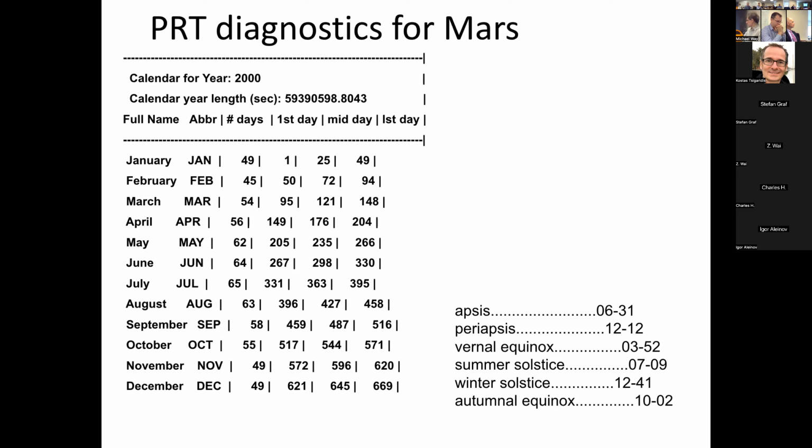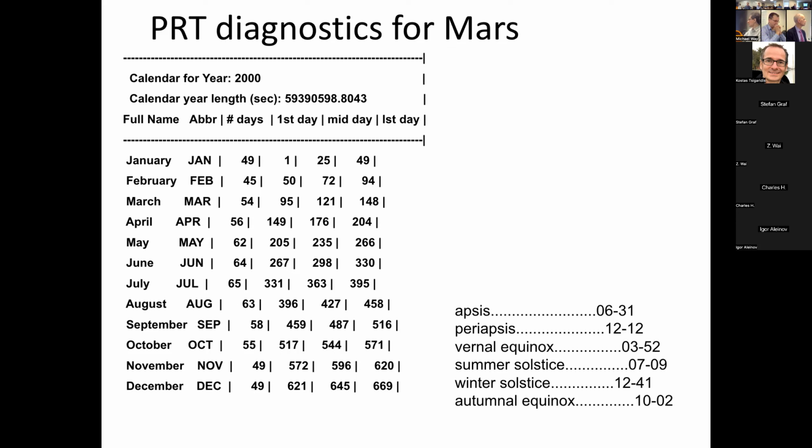So that's what is basically printed in your PRT file, so you can check. You'll see the number of days in each month. That's the first column. It's close to between 50 and 60.